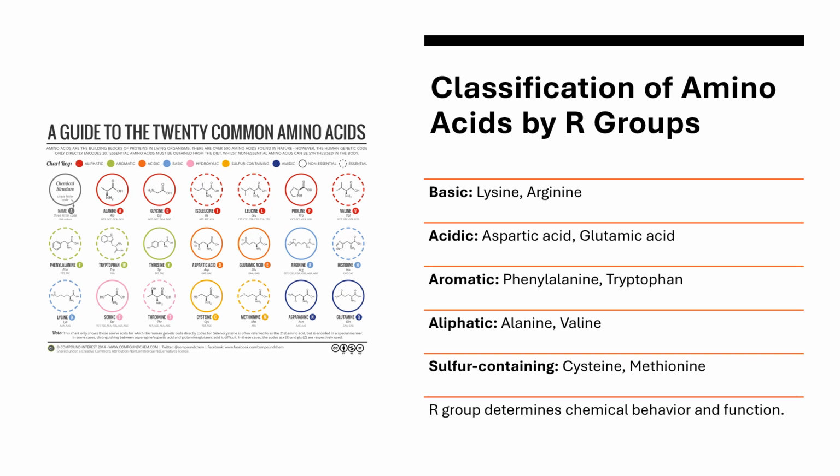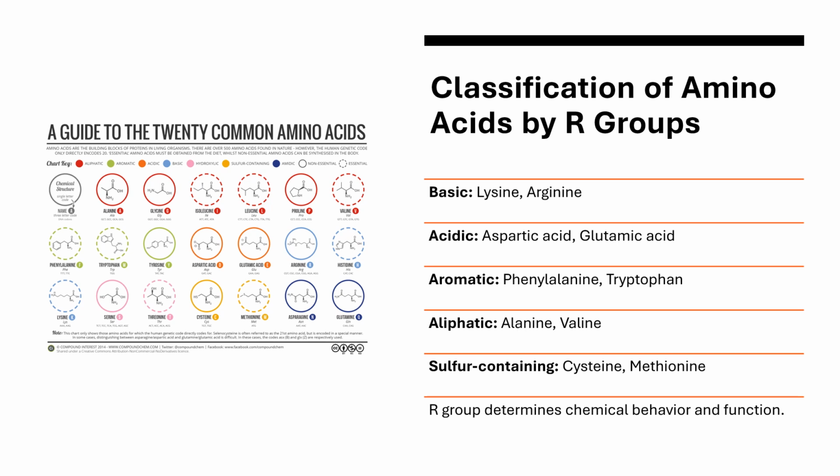Here we're going to talk about the classification of amino acids by R groups. So we classify amino acids based on the nature of their R groups, or the side chains that stick off the main backbone. There are 5 main categories. There's basic, like lysine and arginine, which have positive charges. Acidic, like aspartic acid, which have negative charges. Aromatic, like phenylalanine, with ring structures.